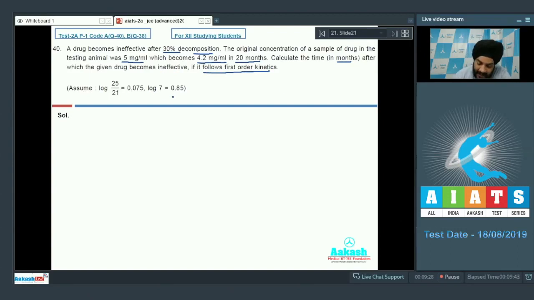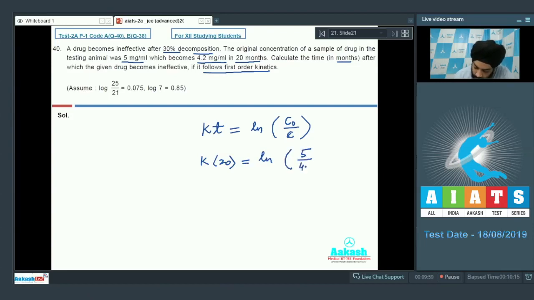Okay, so some logarithm values have been given to us, students. So we know that for a first order reaction, the expression can be written as K into T is equal to ln of the initial concentration upon the final concentration. Okay, so we can use the first data set which is given to us, that the initial concentration was 5 and the concentration becomes 4.2 in 20 months. So K into 20 is equal to ln of 5 upon 4.2. So when we simplify this value, we're going to have ln of 50 by 42, or we're going to have 25 by 21.